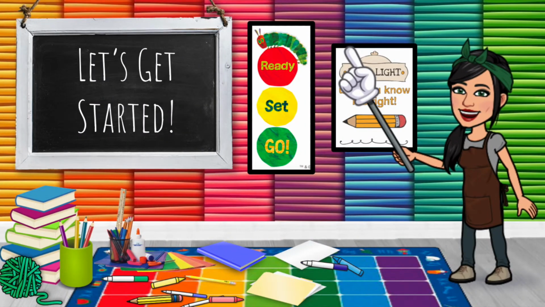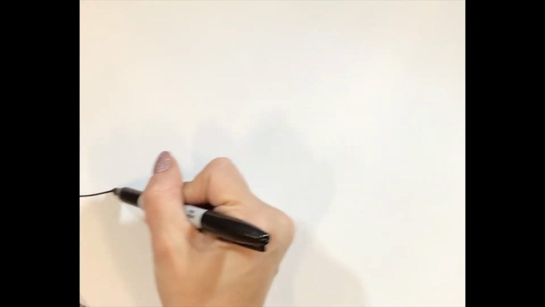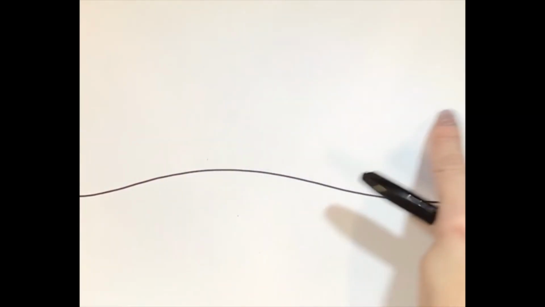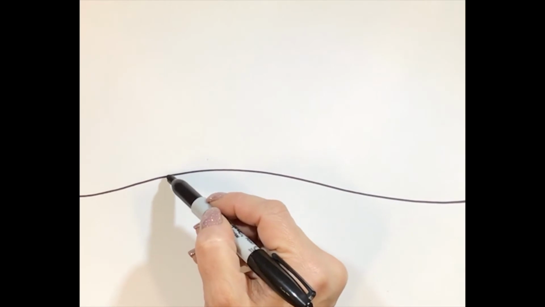All right, boys and girls, let's get started. Now I want you to set up your paper horizontal, side to side, or hot dog style. First, we're going to add a wavy line for our foreground, and then a second wavy line to act as our middle ground. So first, let's add our foreground line, and next, we're going to add a partial wavy line for our middle ground.